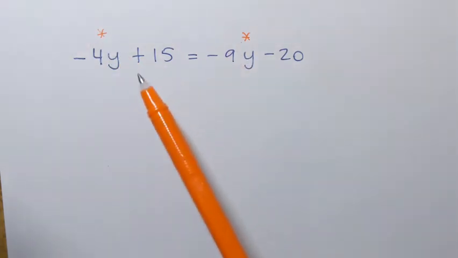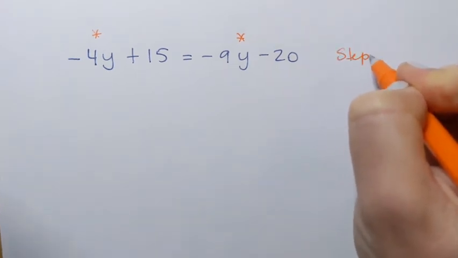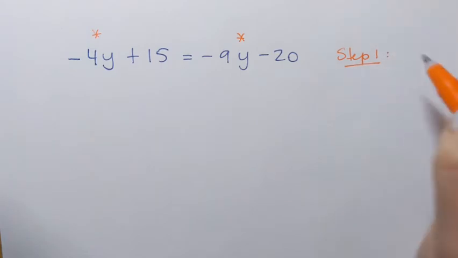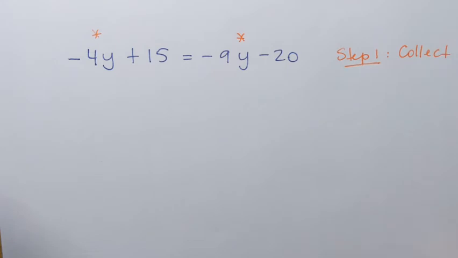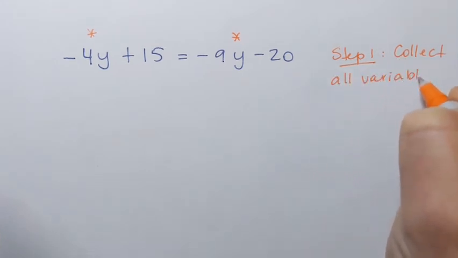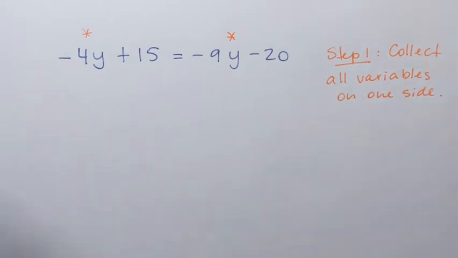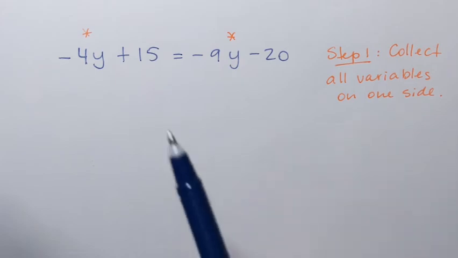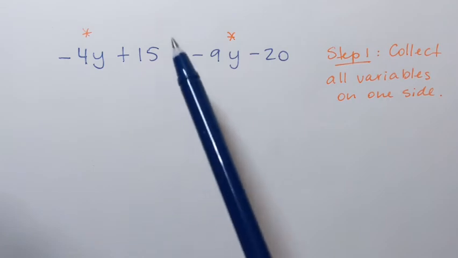But if you have variables on different sides of the equation, then the first step, step 1, will be to collect all variables on one side. So you basically make up your mind, choose the side and go for it. So let's say we're going to collect variables on the left-hand side. I want y to end up here on the left-hand side.